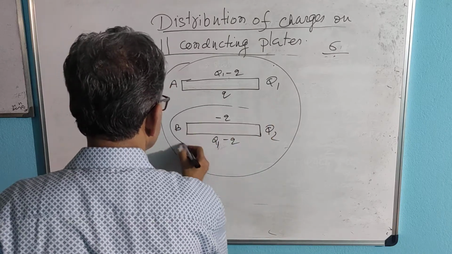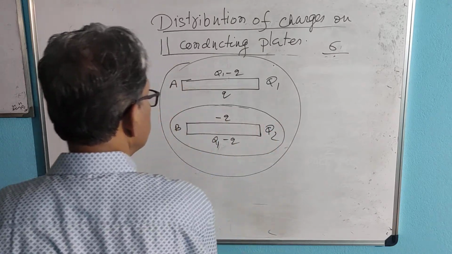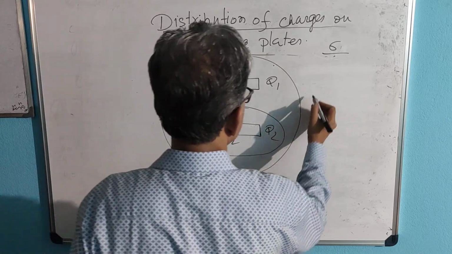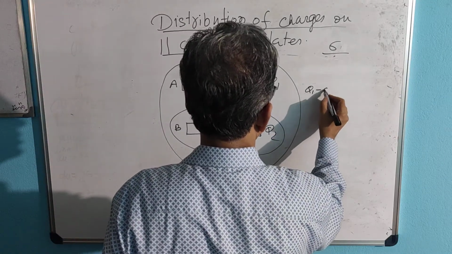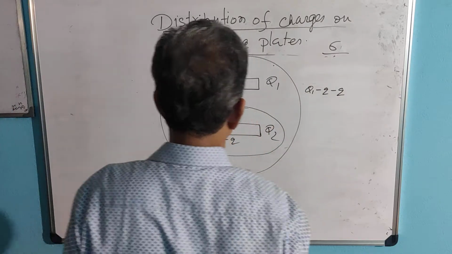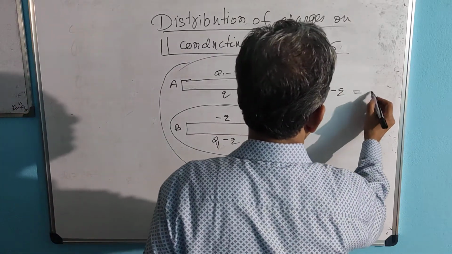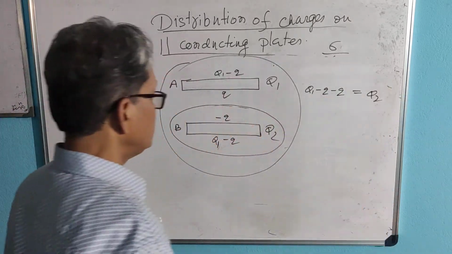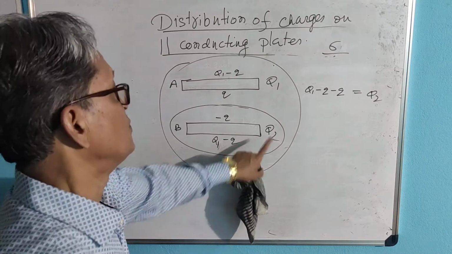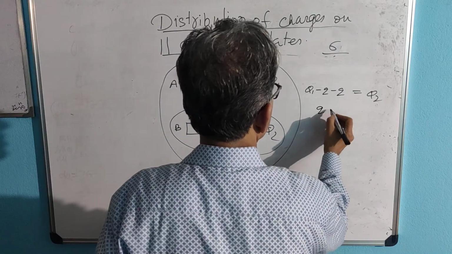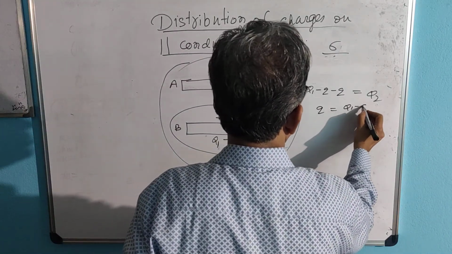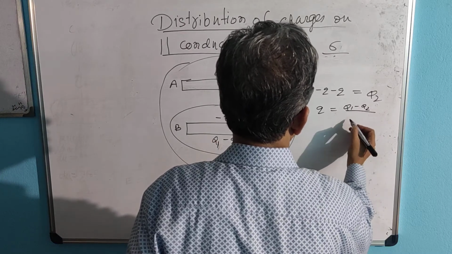The total charge of the B plate will remain constant. What is the total charge? Q1 minus Q minus Q. This is equal to, before induction, what was the charge? Q2. So, Q equal to Q1 minus Q2 divided by 2.